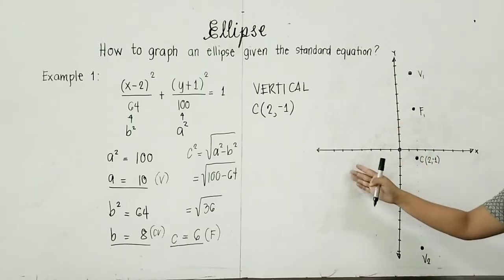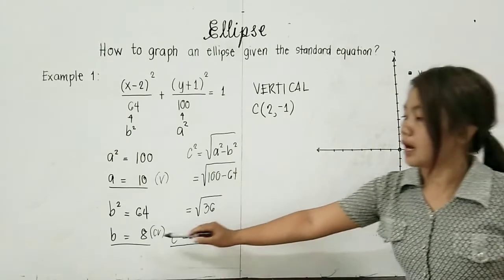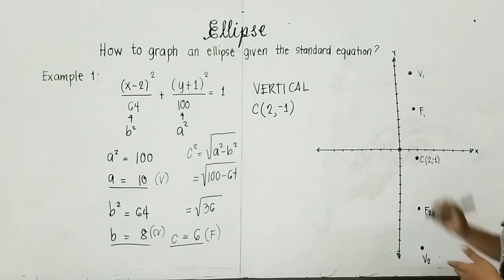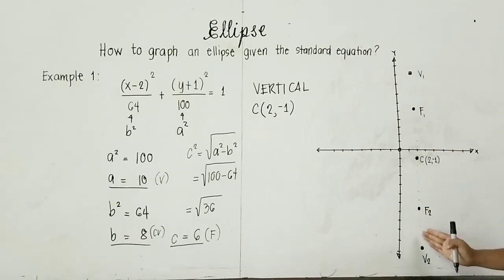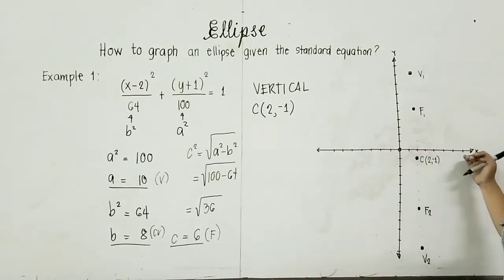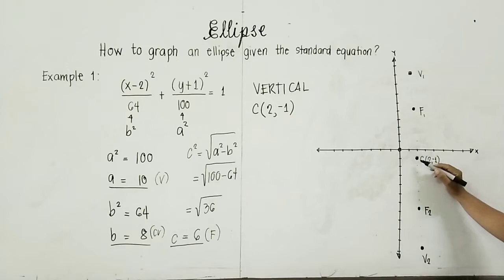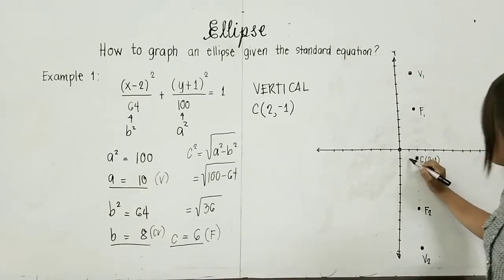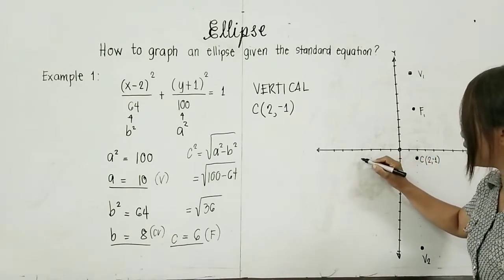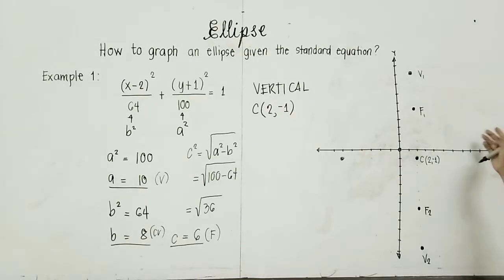For our co-vertices, we have 8 units because our b is 8 units. So we will have it to the right and to the left, because our major axis is vertical, therefore our minor axis is horizontal. So we have 8 units: 1, 2, 3, 4, 5, 6, 7, and 8. Again to the left we have 1, 2, 3, 4, 5, 6, 7, and 8. We can connect all the vertices of our ellipse.